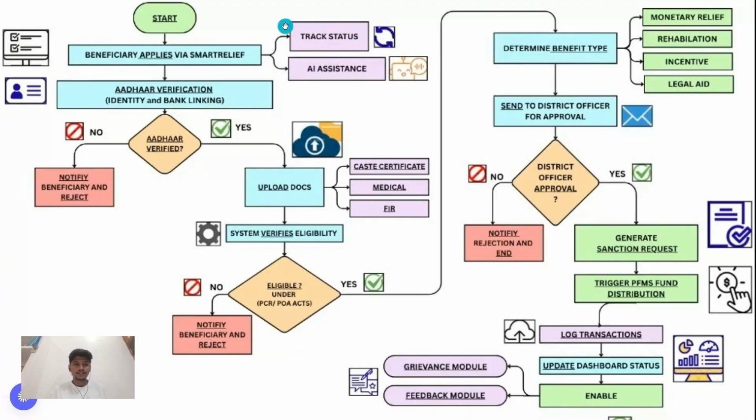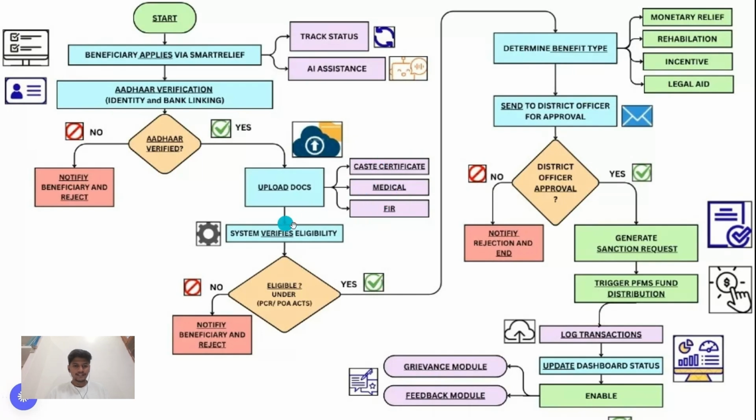So first the user, that is the beneficiary, will start the app, and the beneficiary applies through the SmartRelief app. After filling in all the details, after submission he can track the status of his application, and he can also ask the AI assistant anything about the submitted application. Then his application and profile will be verified by the system, and the Aadhaar verification will be done. If the Aadhaar is verified, then it will be forwarded to uploading the documents.